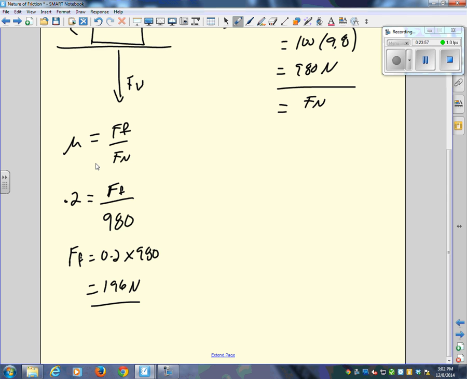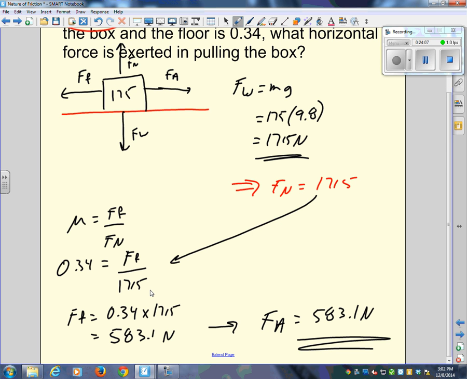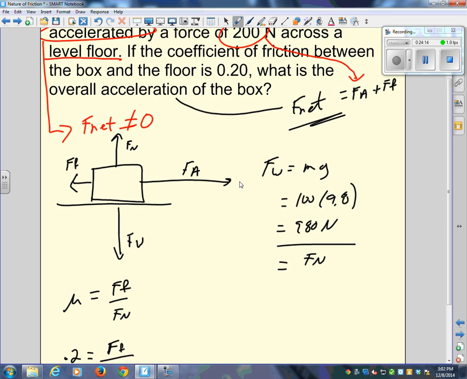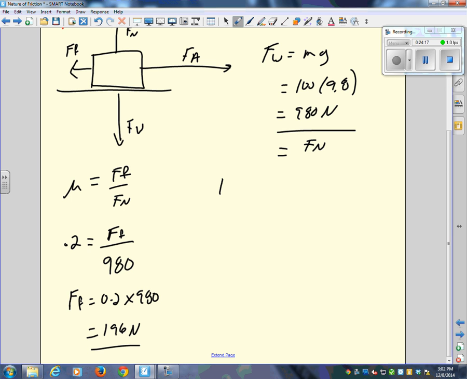Okay, so we've got a friction force of 196. Before, in the last question, we just said that was the applied force. But now, I'm given the applied force, and I'm asking you to find the acceleration, or in other words, the net force. So what is our net force? Well, that's going to be the applied force plus the friction, keeping in mind that the friction force is always negative, and so it works out to be a paltry 4 newtons. What's a paltry? Small.